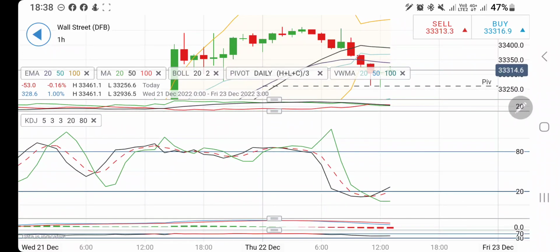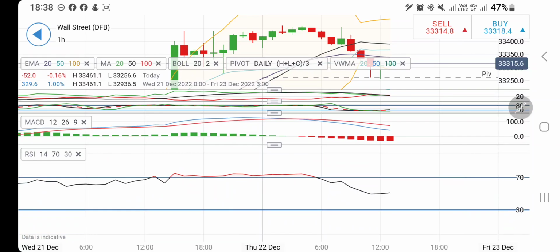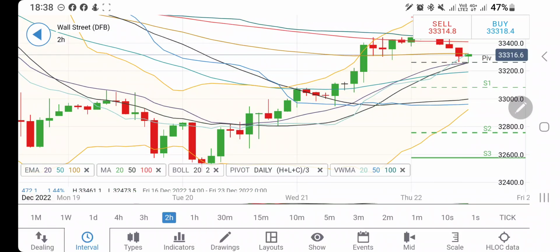Directional movement here is bearish, stochastic oversold. MACD is bearish, it is trading with divergence. RSI trading comfortable with a little drop.